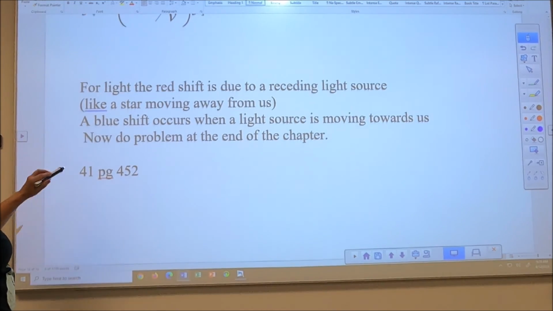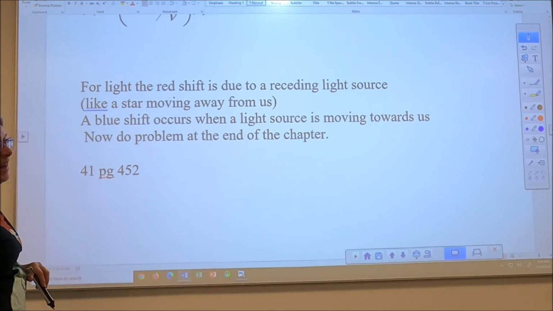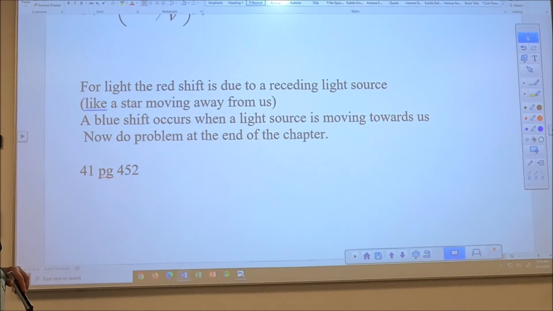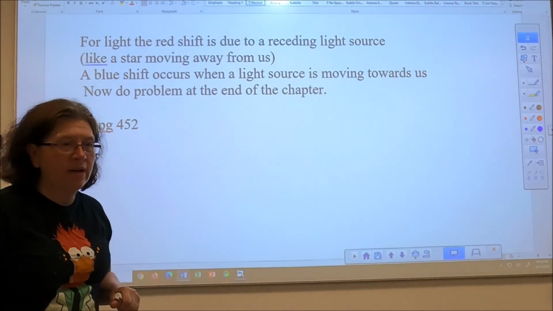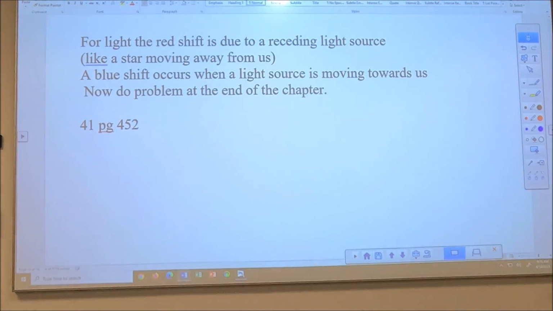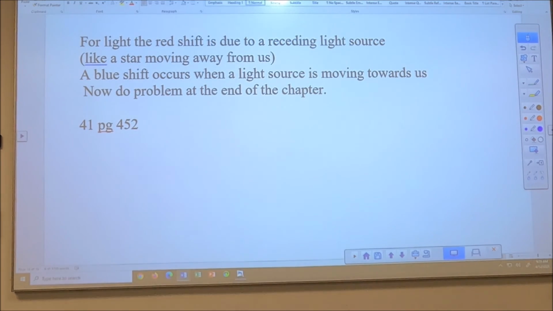Okay? For light, the redshift is due to a receding light source, like a star moving away from us. The blue shift occurs in light, as we're looking as an astronomer, as the light source is moving toward us. So we're going to look at problem 41 at the end of the textbook. Okay? So 41 is a Doppler problem.